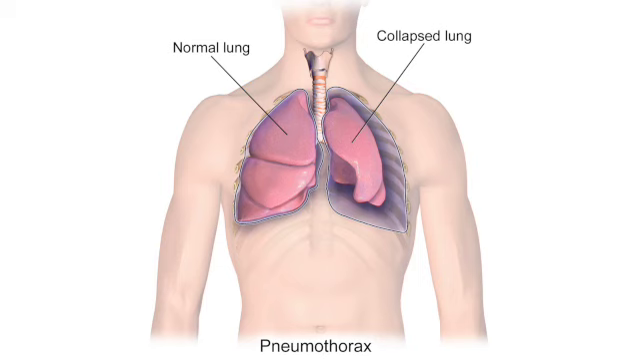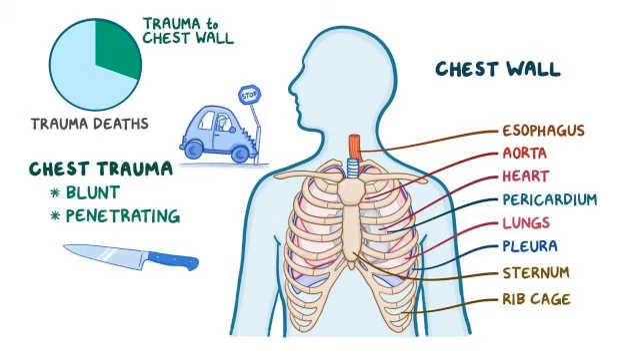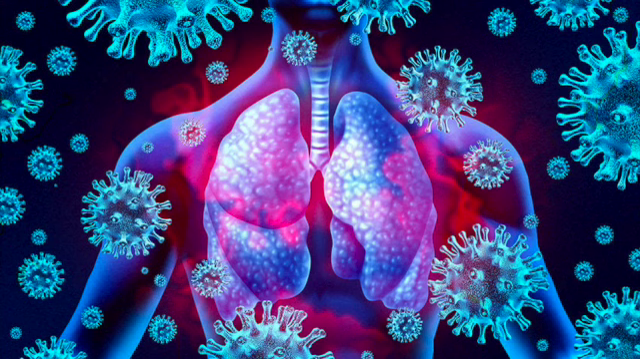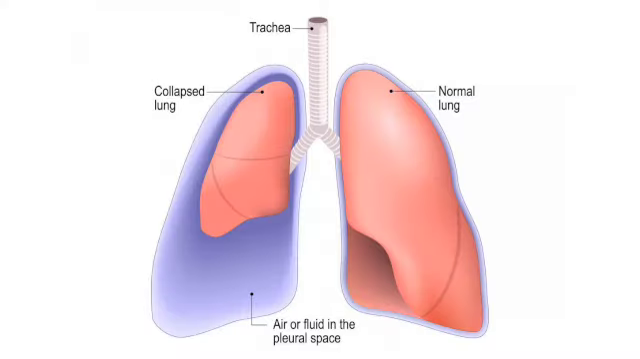Pneumothorax is most often caused by chest injury, any blunt or penetrating injury to the chest wall, and this can cause lung collapse. Pneumothorax can be caused by underlying disease or ruptured air blisters as well. And lastly, pneumothorax can occur spontaneously for no obvious reason.